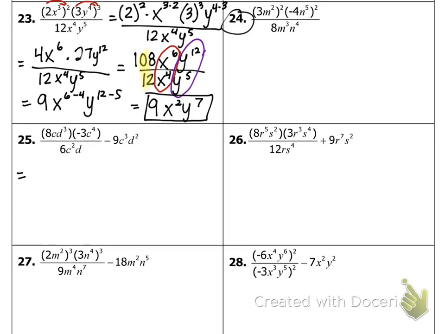Okay, I want you to try 24. Let's do 25. Then I'm going to have you guys do 26, and we're going to skip 27 and 28. So this is the last one we're going to do together.